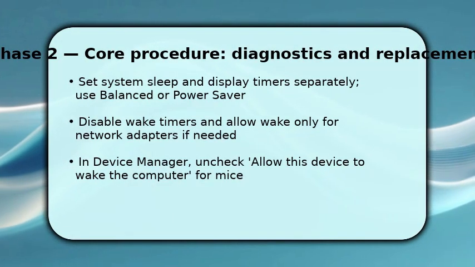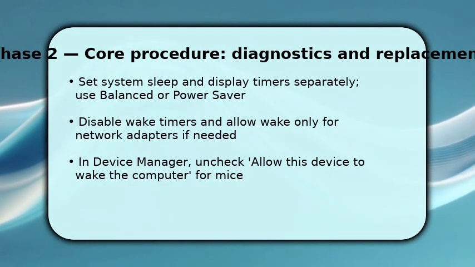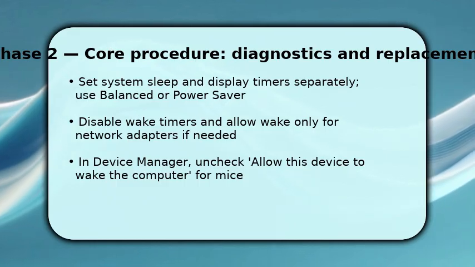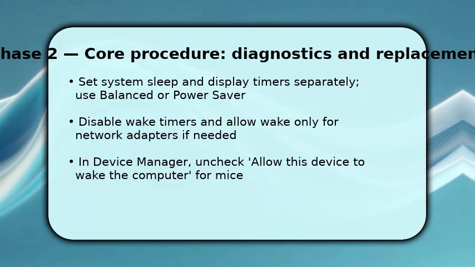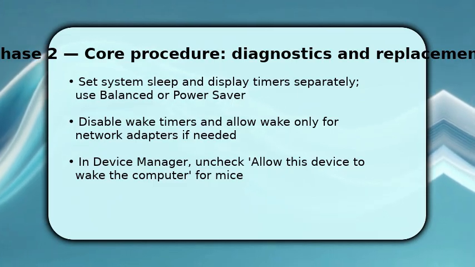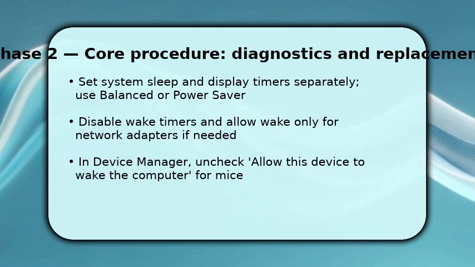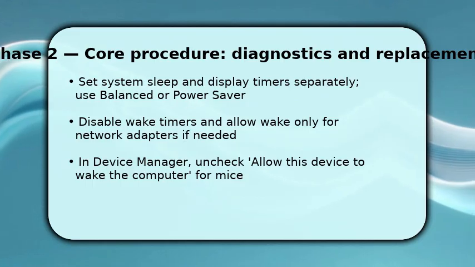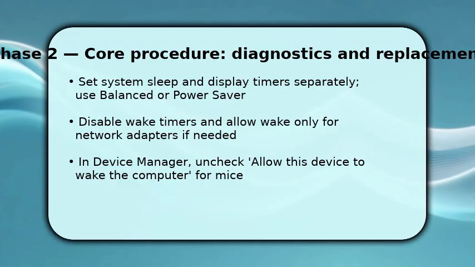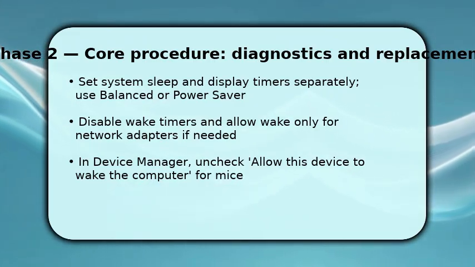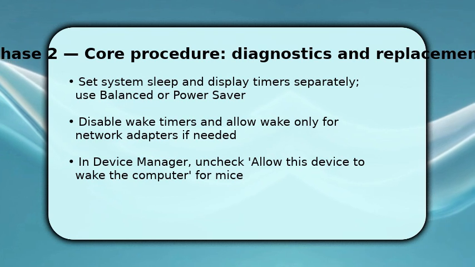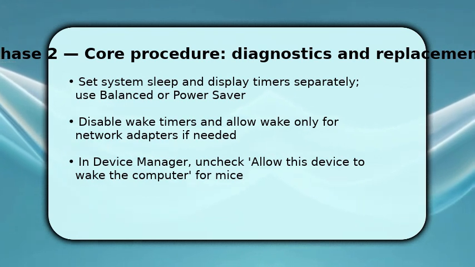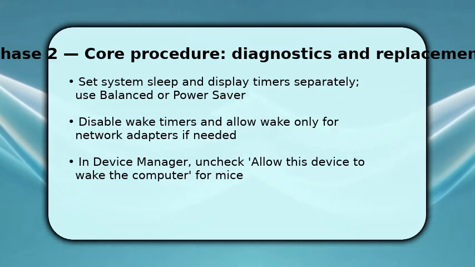Next, change the settings that actually control sleep behavior. You should set system sleep to a reasonable timer, separate from display sleep, and select balanced or power saver profiles for predictable results. Then disable wake timers in advanced power options unless you need scheduled tasks. Make sure only essential network adapters can wake the PC. In Device Manager, find input devices and uncheck Allow this device to wake the computer for mice or keyboards that cause false wakes. These targeted changes resolve most middle-step conflicts.